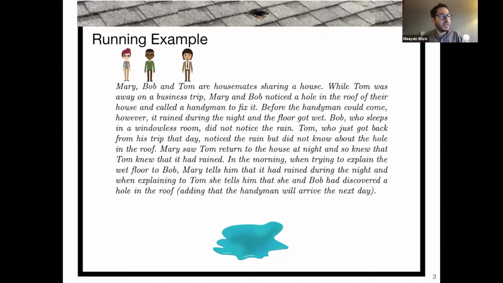in their apartment. Now, Bob here, he sleeps in a windowless room, right? And so is not aware of the rain. He never hears it or sees it when it rains overnight. He is, however, aware of the hole in the roof since he and Mary discovered it a few days ago. And both Bob and Tom are, of course, not aware of the wet floor.